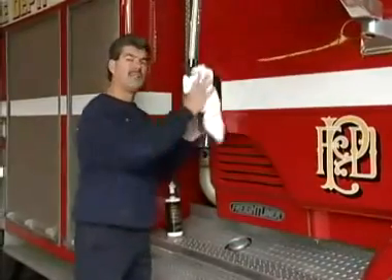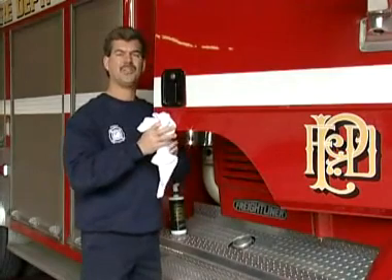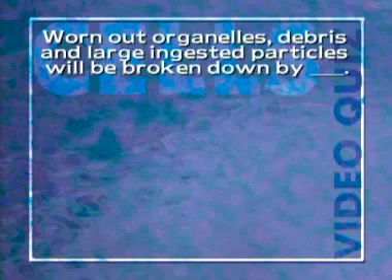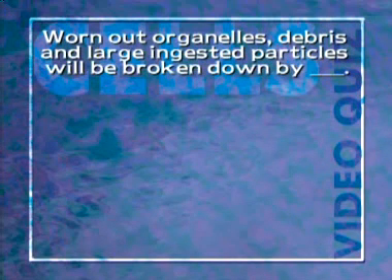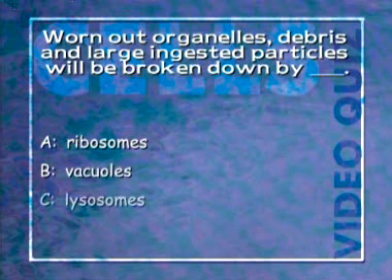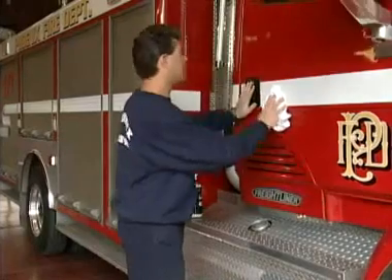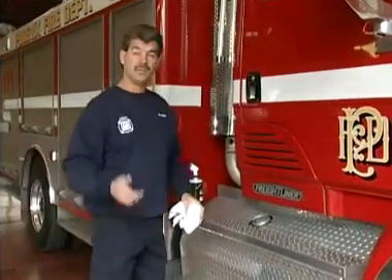Keeping the truck in pristine condition is always important. Wait a minute, what's the question doing in here? Question 16. Worn-out organelles, debris, and large ingested particles will be broken down by A. Ribosomes, B. Vacuoles, C. Lysosomes, or D. Mitochondria. Now we're all done. Just write down your answer and the truck will be finished.